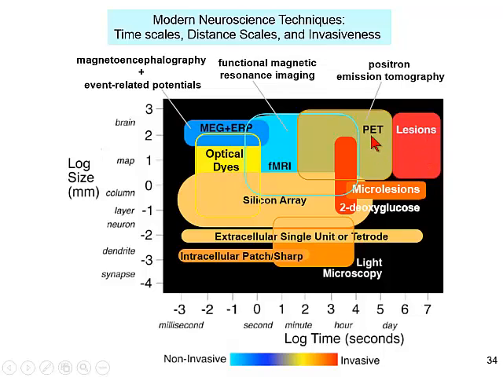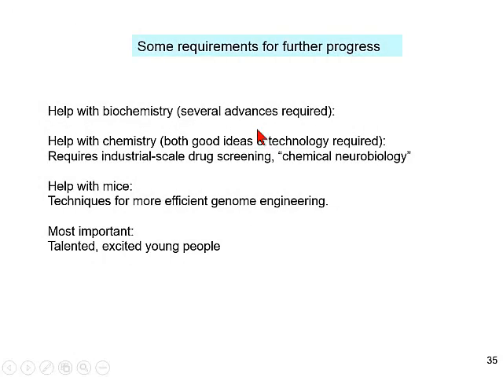And we'll talk about PET scanning, SPECT, fMRI, and magnetoencephalography later on in this course. So we have lots of techniques available. What do we need now? For further progress, we need help with biochemistry to make better optogenetics, better biosensors. We need help with chemistry.